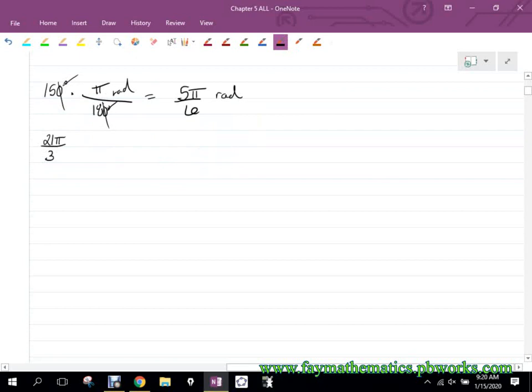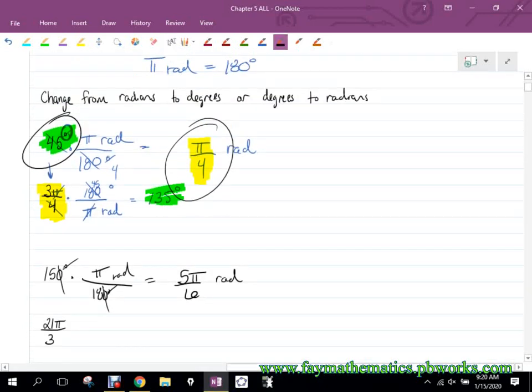Now 21 pi over 3. These earlier ones, guys, we're going to see so much that you're going to commit them to memory. 45 degrees is pi over 4. 135 degrees is 3 pi over 4. We did yesterday pi over 3 is 60 degrees and pi over 6 is 30 degrees. Eventually you're going to figure out 2 pi over 3 is 120 degrees, 4 pi over 3 is 240 degrees, and so forth. You're going to know these things like the back of your hand eventually, okay?